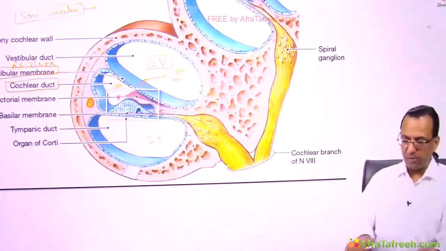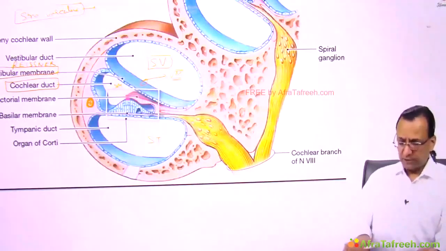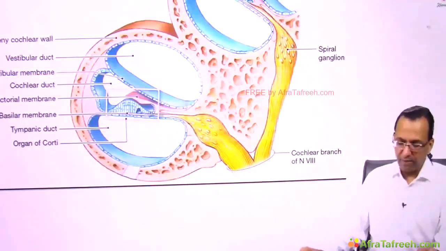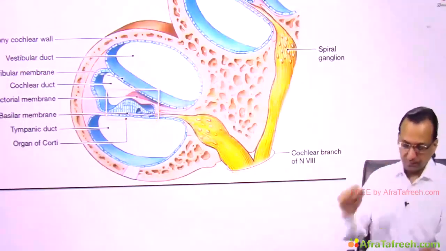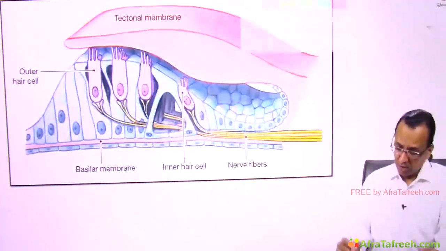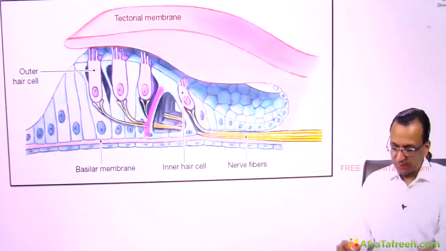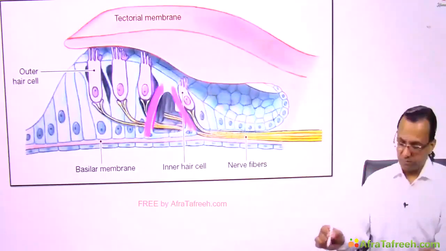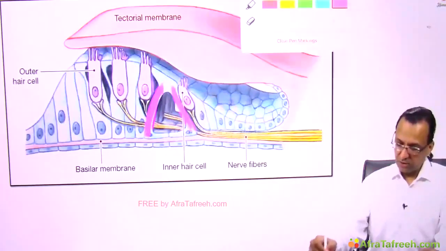And what is the tectorial membrane doing? Let us see what it is doing. You have to magnify the organ of Corti now. As you magnify the organ of Corti, what do we see there? This is the rods of the organ of Corti. If these are the rods, then what is the importance of the organ of Corti? Actually, there you saw the hair cells. So these are the hair cells.